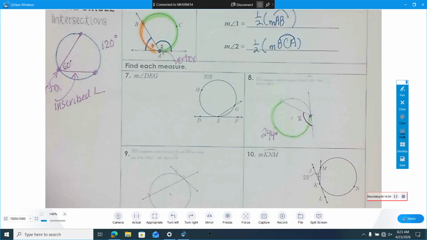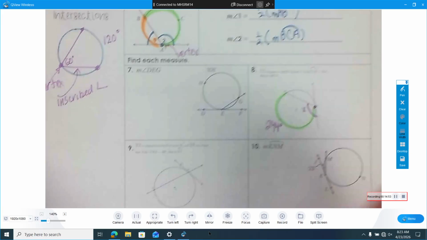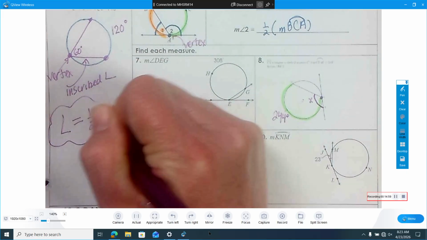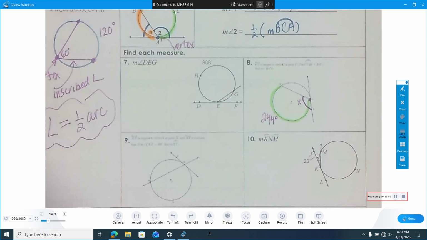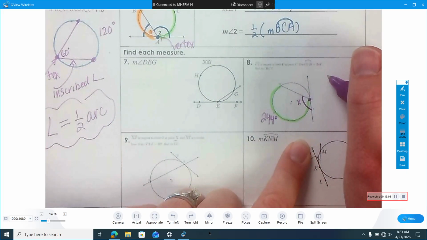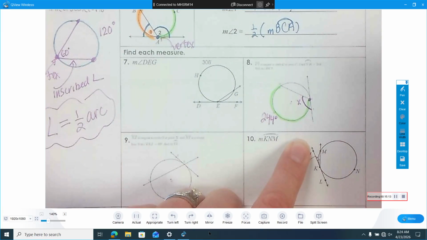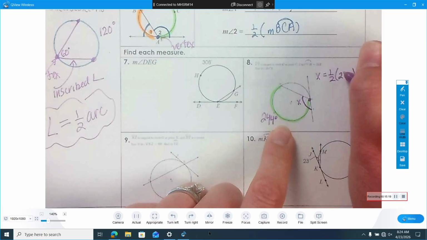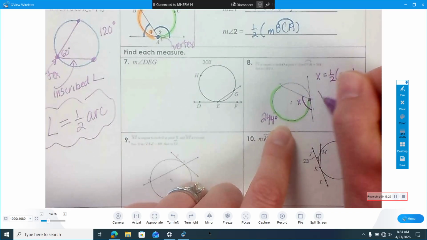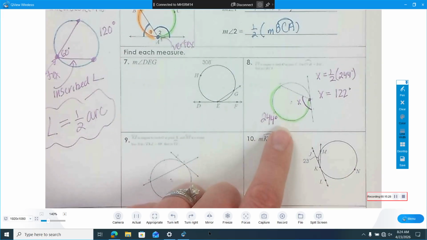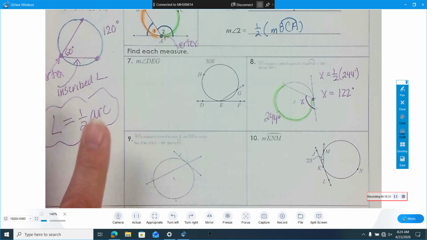How do I set this up? The angle is half the arc. That is the setup. So how should we write? What number should we use? 244. Equals what? 244 divided by 2. Okay, so x equals half of the arc that it eats, so half of 244. So that's 244 divided by 2, which is what you said, and that would be 122. The angle is half the arc. The angle is half of the arc.